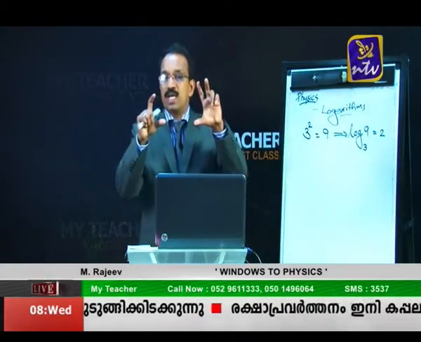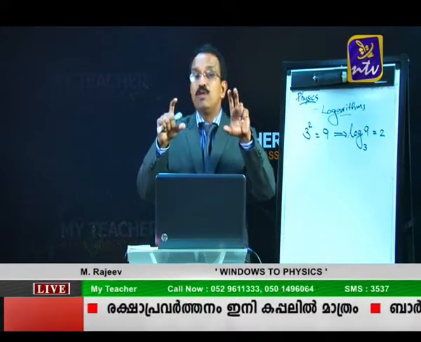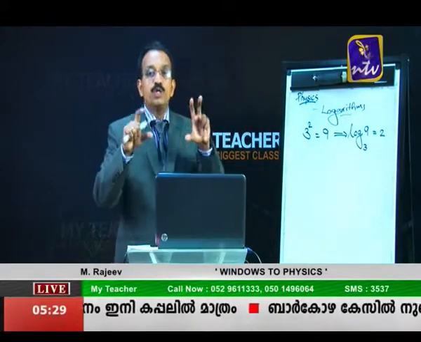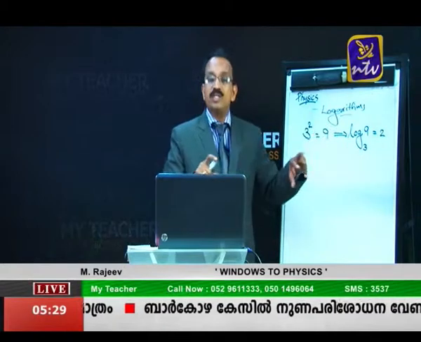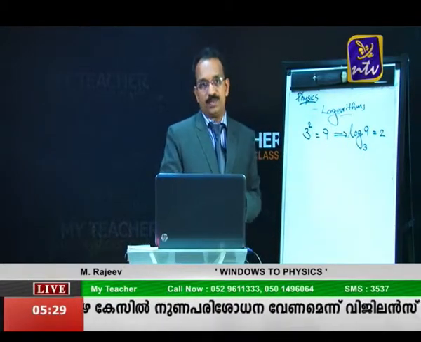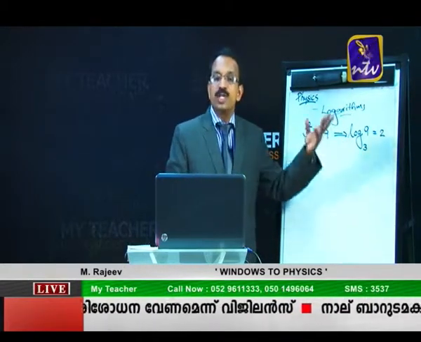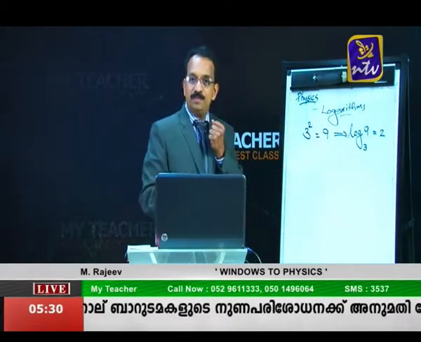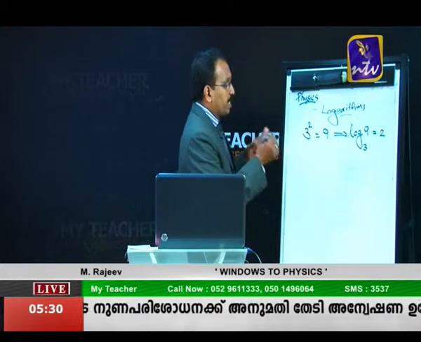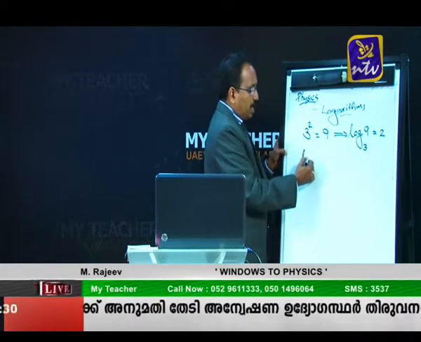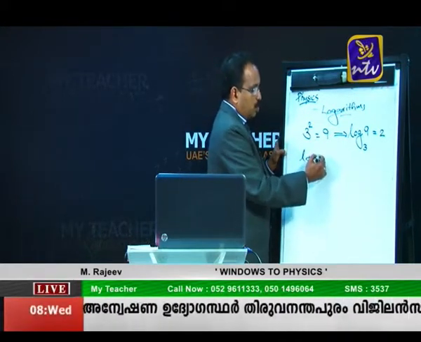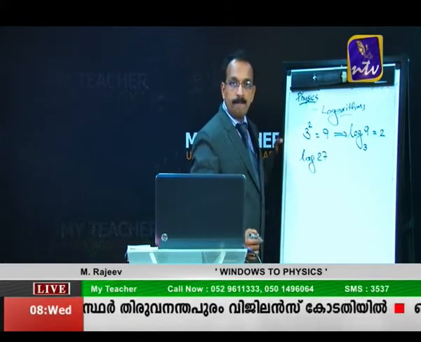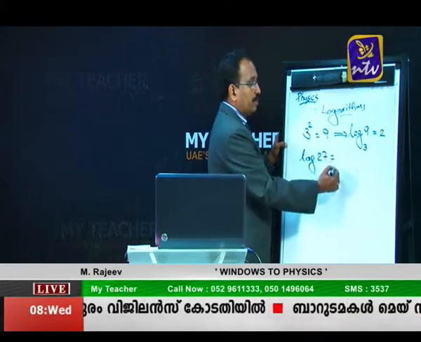Let me tell you once again, what's the definition of logarithm? Logarithm of a number is the power to which the base must be raised to get the given number. To get 9, how many times must 3 be multiplied? That power, the 2, is the logarithm of 9. In that case, if I write the other way, logarithm of 27, I am writing logarithm of 27 as 3.